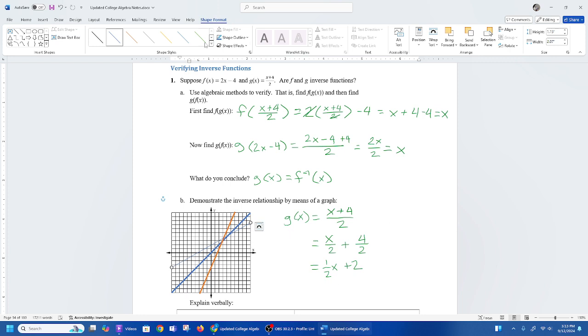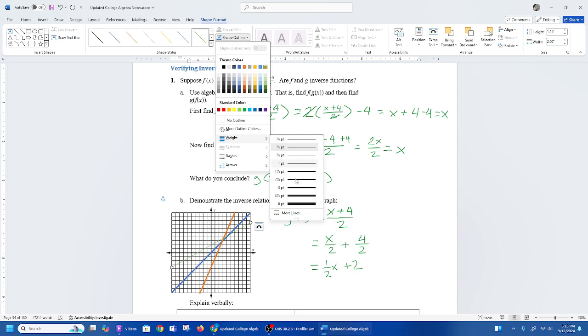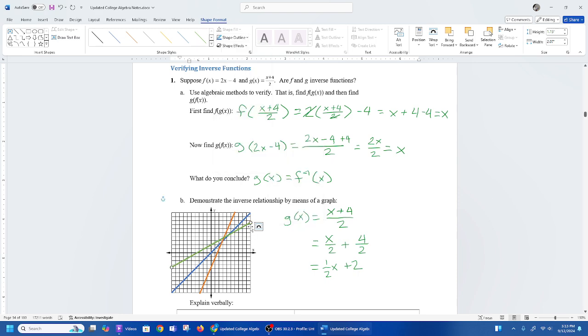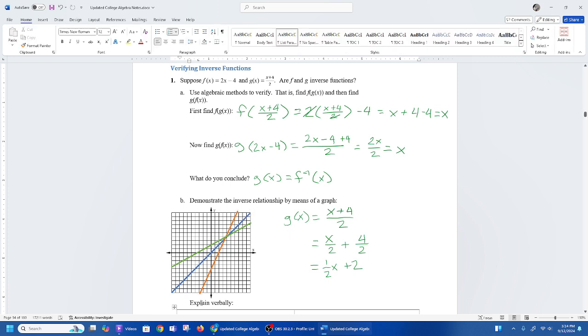And there it is. I'm going to make this one green so you can actually see it. So our green graph is just slightly off, let me fix that. My orange one's a little off too. I'm going to fix that. There we go. So now that I have almost kind of sort of maybe perfected these lines, you can see that they're a reflection over the line y equals x.